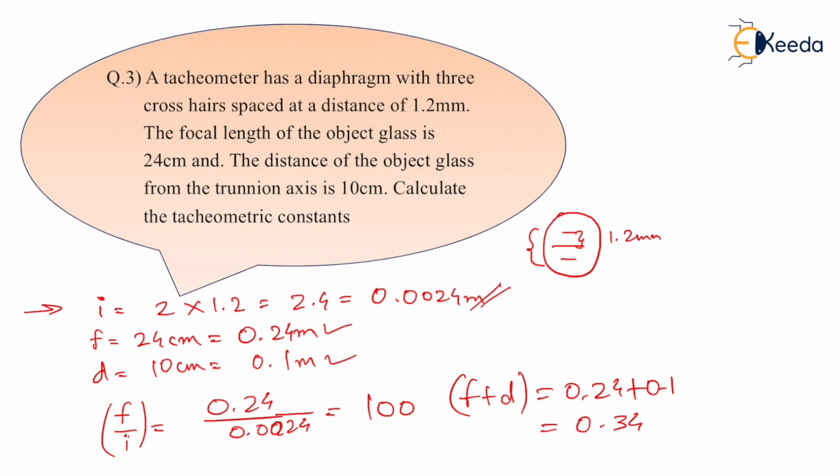And then we have to apply the formula f upon i and f plus d to calculate the constants of the tacheometer. Thank you.